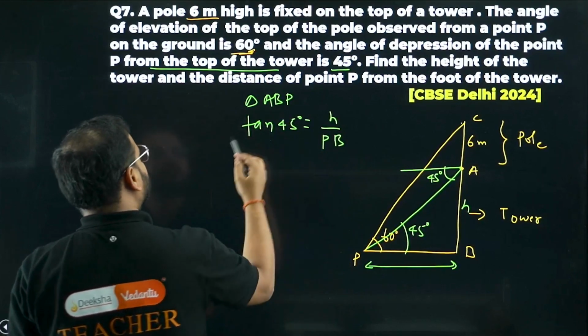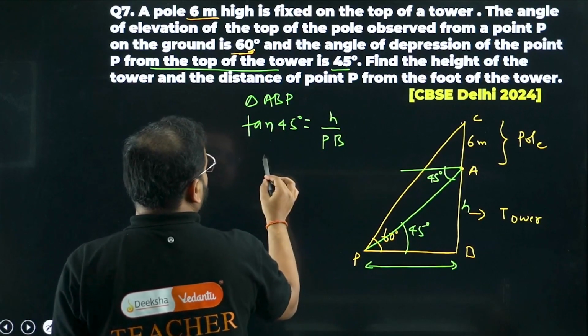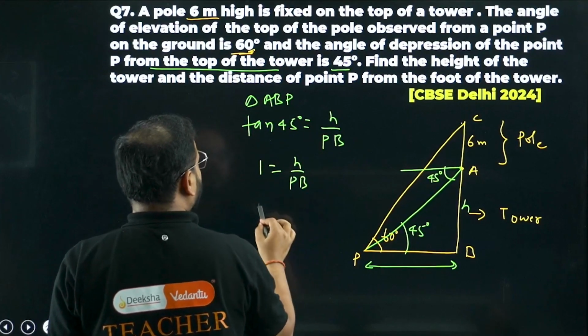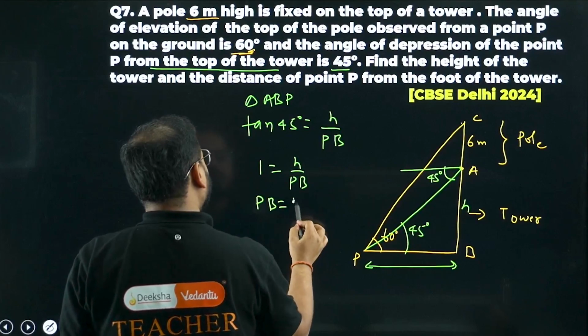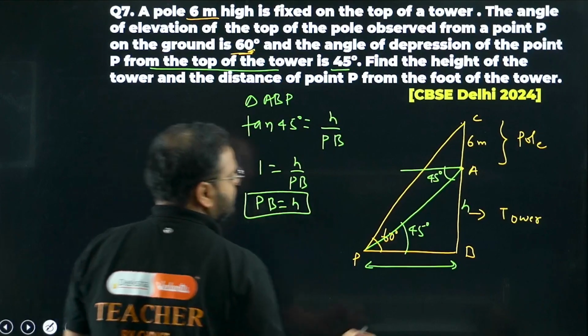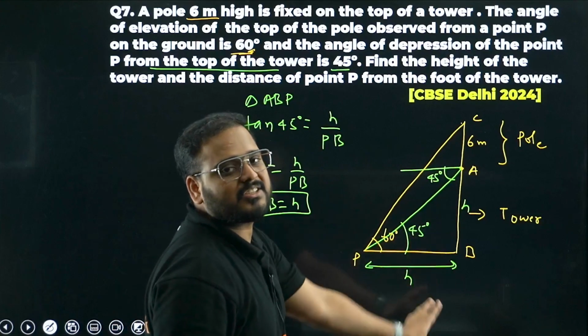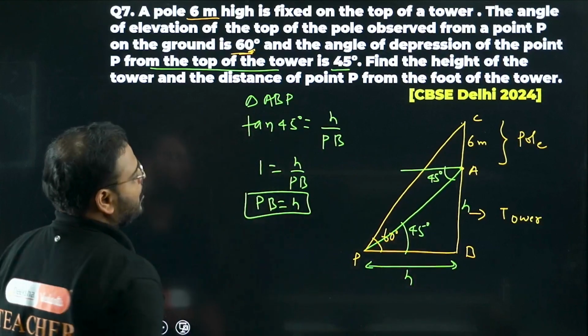What are we getting? Check here. I'm getting this as tan 45. What is it, sir? 1 equals H by PB. What I'm getting, sir? PB is also equal to H meters. This also is H, na? We know that 45 degree means opposite and adjacent will be equal because the ratio is always 1.